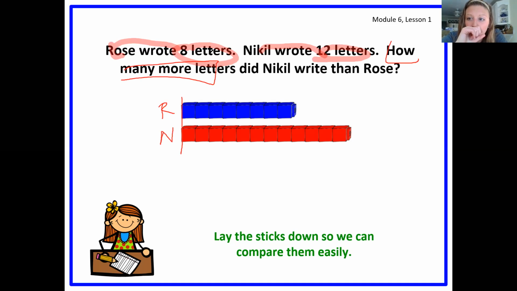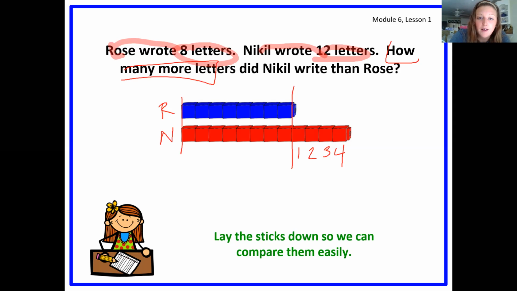I can go ahead and say, okay, they're starting at the same point. I can go ahead and match up where the ends are, right? So I match up where the ends are. All I have to do is count on to see how many more Nikil wrote. So I could say 1, 2, 3, and 4. Huh. So it looks like Nikil wrote 4 more letters than Rose.